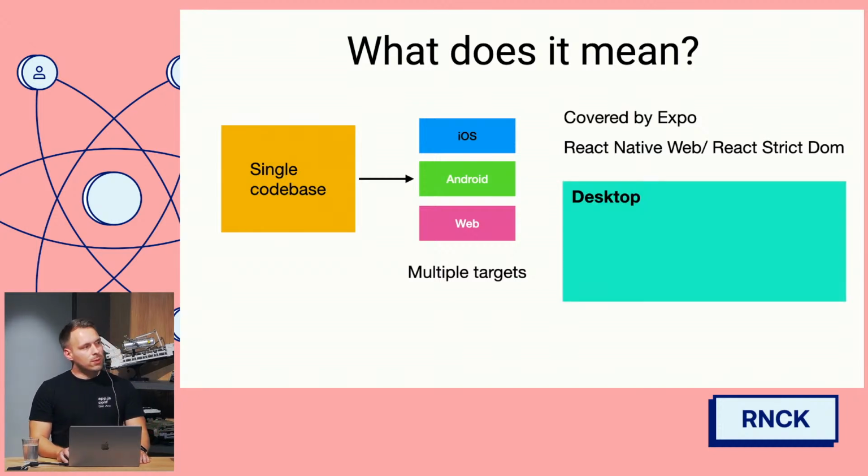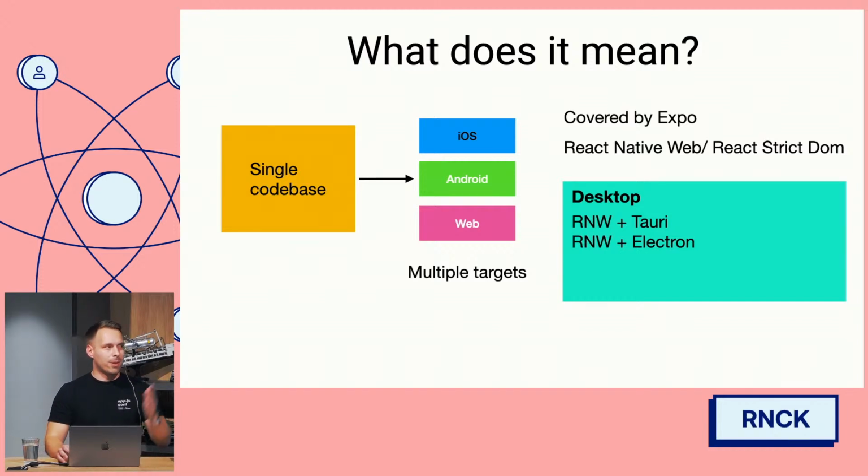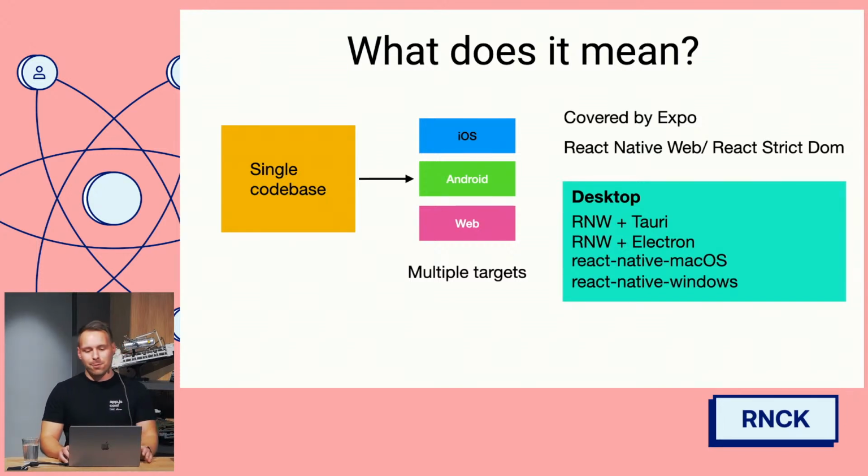But today, I will talk more about desktop. For me, it's the most interesting part because here we have multiple options. We have React Native Web with Tauri. We have React Native Web with Electron. Yeah, you can actually run a web app in Electron and Tauri. But you also have React Native macOS and React Native Windows.